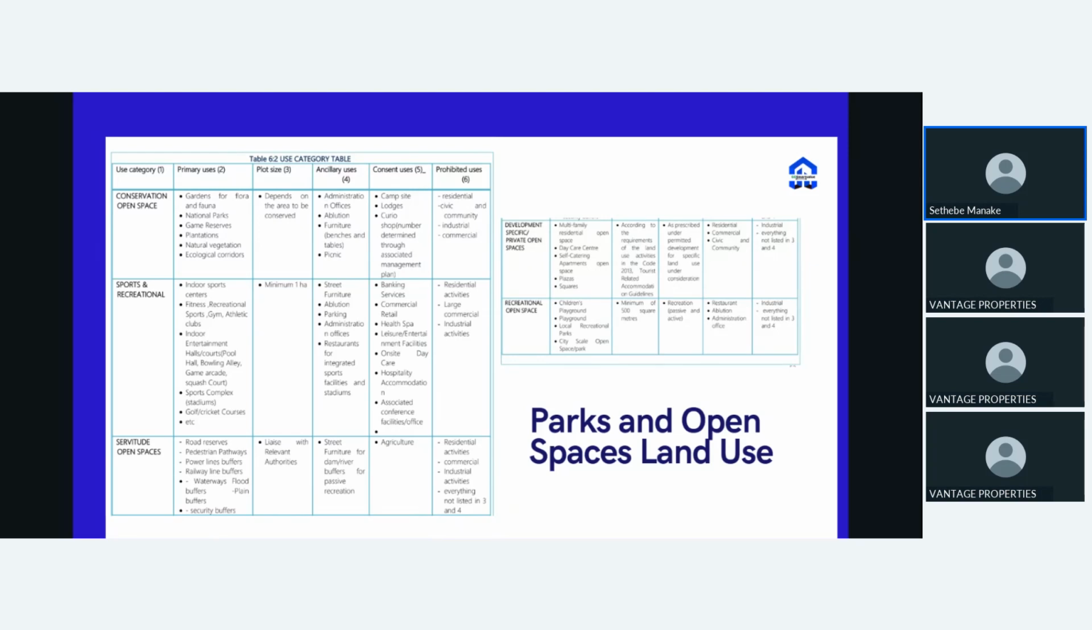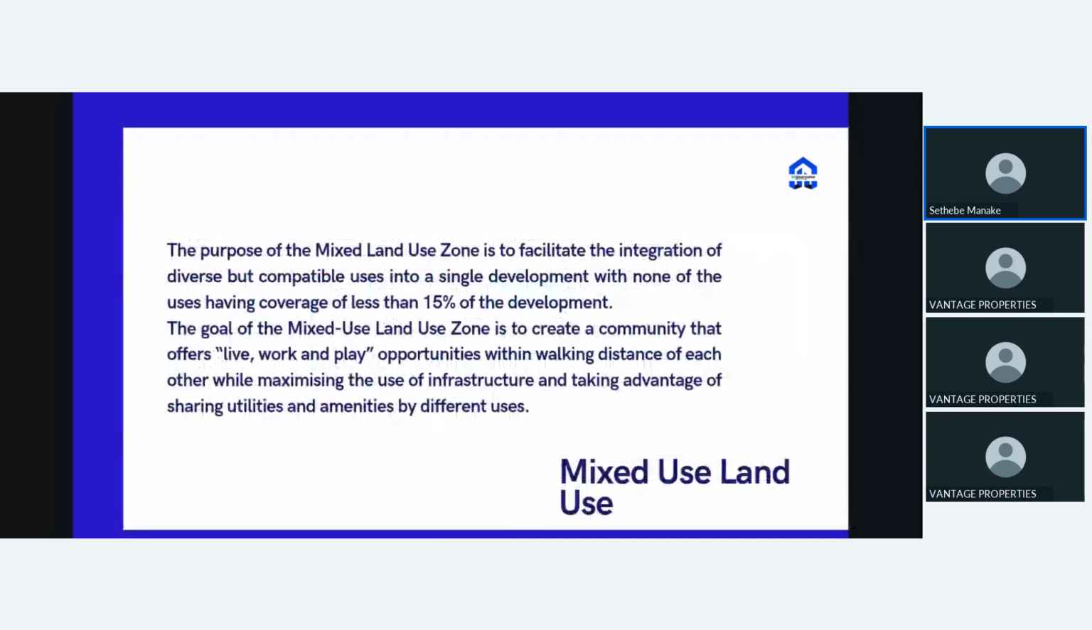Mixed use. This is the favorite. Mixed use is supposed to facilitate integration of diverse but compatible uses into one development, with none of them having preference, right? So for instance, if you want to do agrotourism, you don't have to change into mixed use, okay? Because your core use is agriculture, so you don't have to change it.